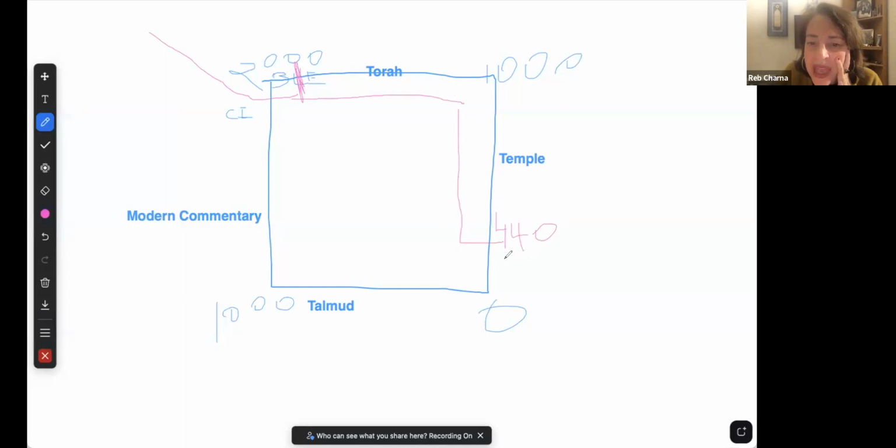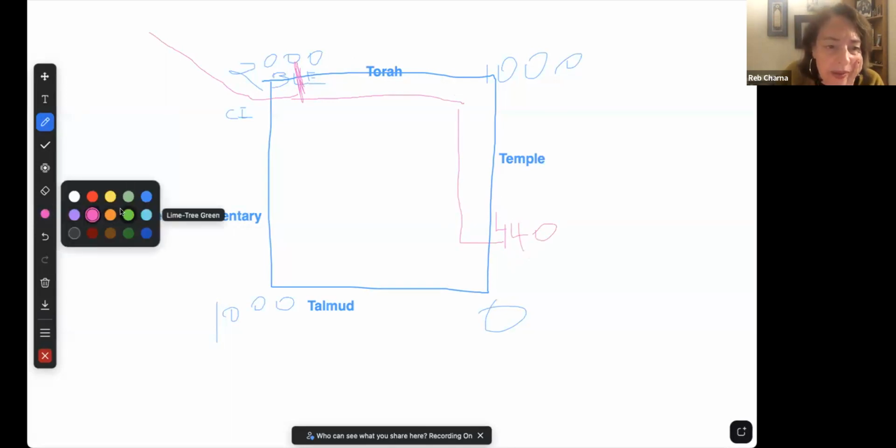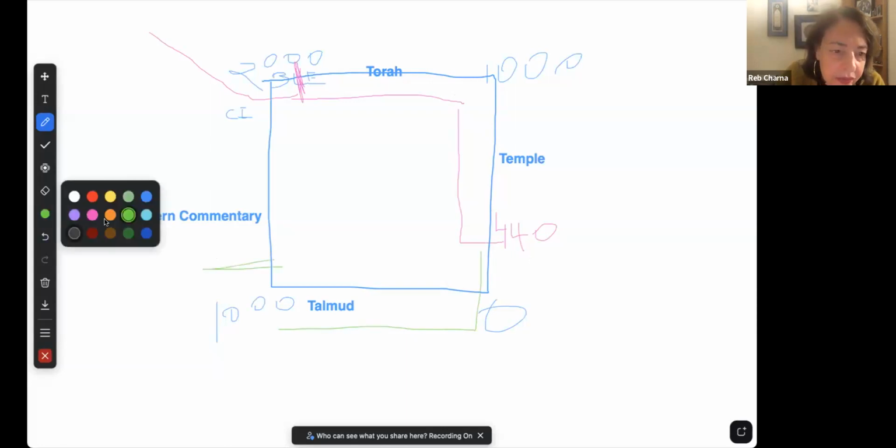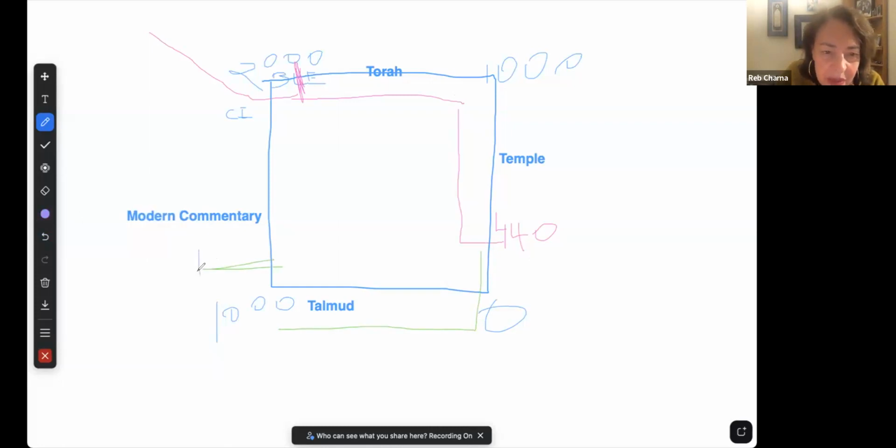And then you've got the Mishnah and the Talmud who comes in from there. And most of the Midrash comes into this area. Right around here is where we have, let's pick a fun color, right around here is where we have Rashi, okay? So here's what Rashi did.